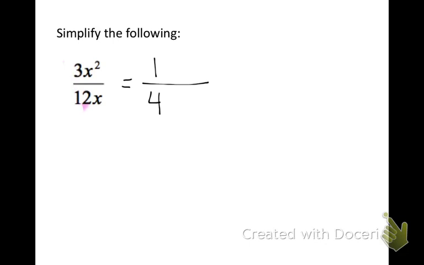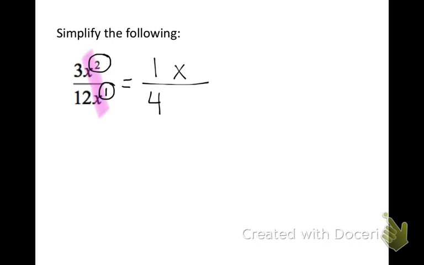Next, I'm focusing on my variables. I only have an x here, so I'm going to look at my x's. I have x squared over x to the first. Recall that our exponent rule, whenever we're dividing common bases, x and x, is to subtract. So I'm going to take my larger exponent minus my smaller exponent. 2 minus 1 is just 1, so it becomes x to the first up top.